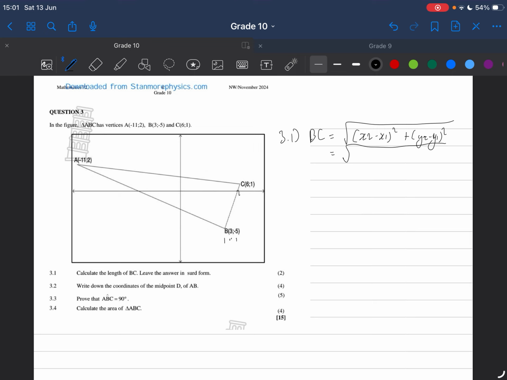This is my x and y, so x2 is going to be 6 minus 3 squared plus y2 is going to be 1 minus 5 squared. At this point, you can just type that into your calculator to get your answer.